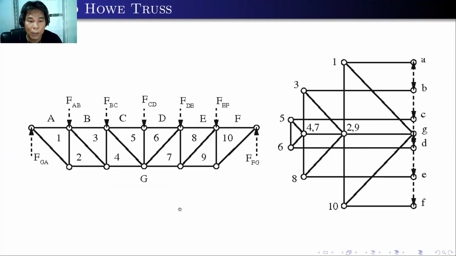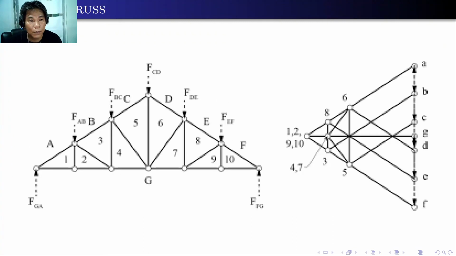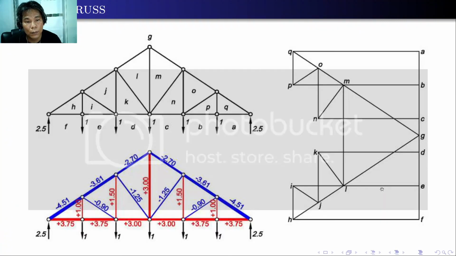For the inverted Howe truss, which is loaded at the top chord, this is the force diagram. For the Pratt truss loaded at the top, as you can see, here is the diagram. And so with the prop truss loaded at the bottom, as you can see, this is the force diagram.